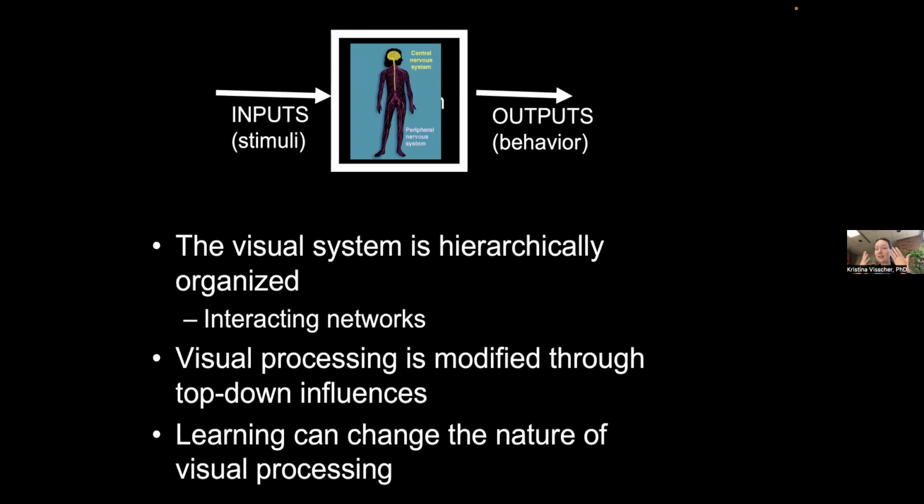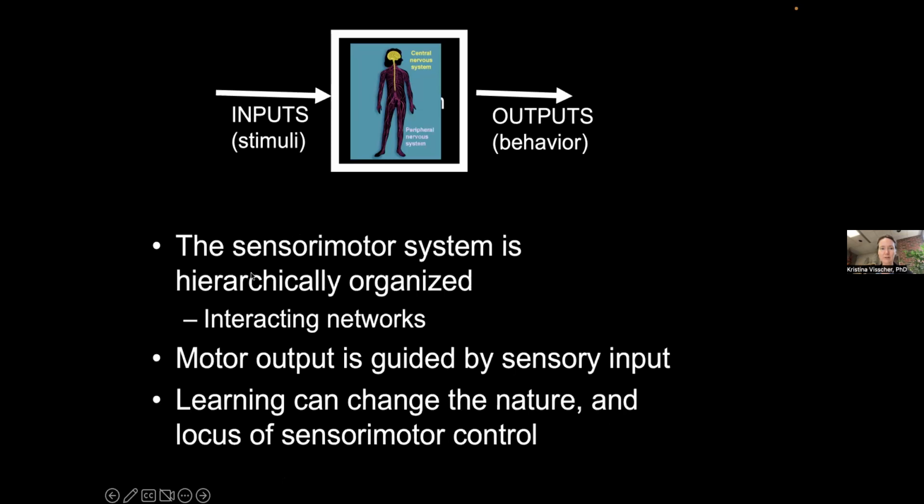We take in information through our retinas to our visual cortex, and the information processing that happens there is modulated by top-down information. And we know that learning can change the nature of this processing. So there's this input to output connection. Right. It's also true that the sensory motor system is hierarchically organized in a similar way. Motor output is guided by sensory input, and learning can change the way that this information is modulated.